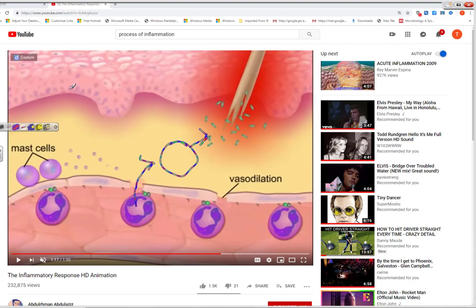That's right. All the cells of your body have a group of proteins that identify it as you. It's called the major histocompatibility complex.